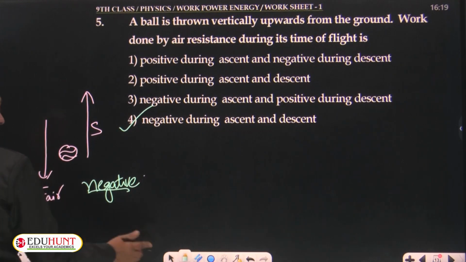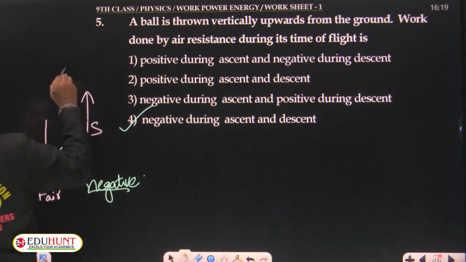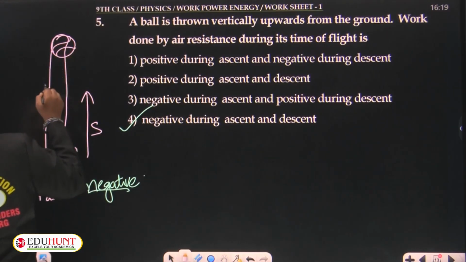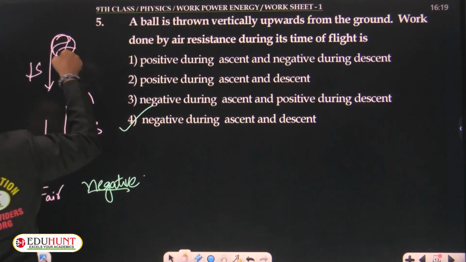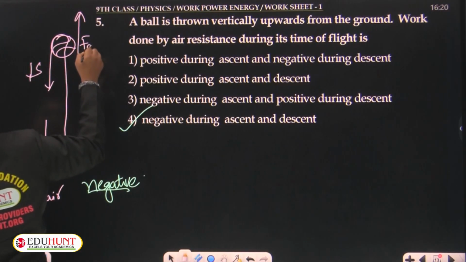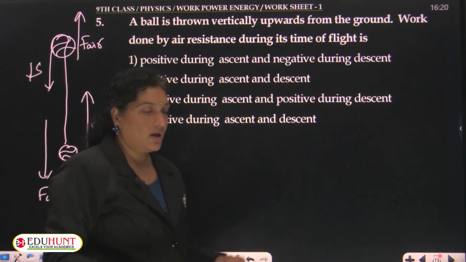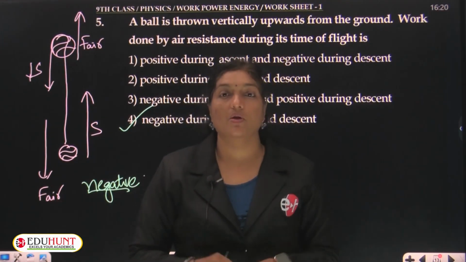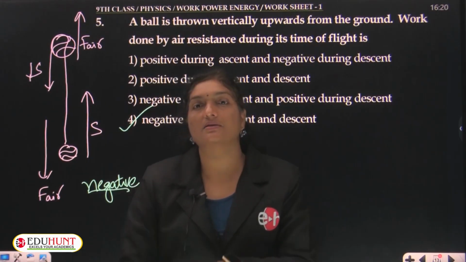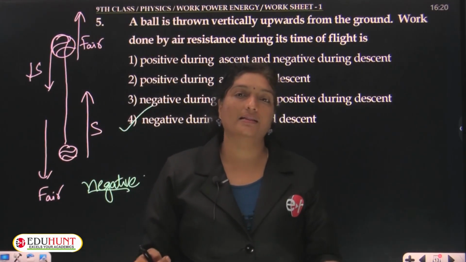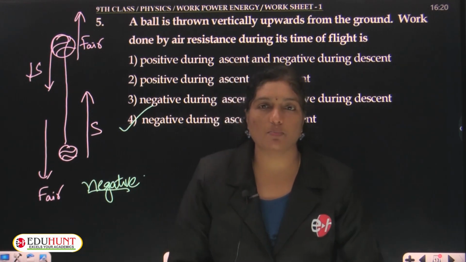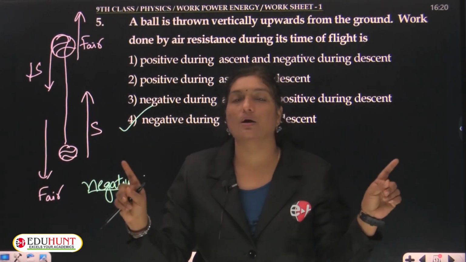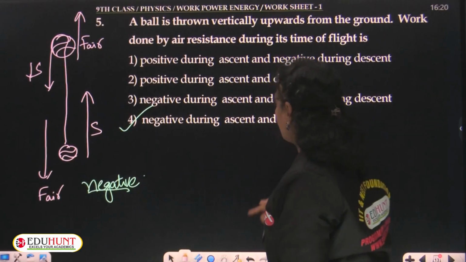The same thing, if the ball has reached its highest position, after that, again what happens? The ball is moving downwards. Whenever the ball moves downwards, the air resistance will be acting in the opposite direction. If the ball is moving upwards, air resistance will be acting downwards, so work done is negative. If the ball is moving downwards, the air resistance will be acting in the opposite direction. In that case also, work done is negative. So whether the ball is moving upwards or downwards, in both cases work done is negative. So the correct option is the fourth option.